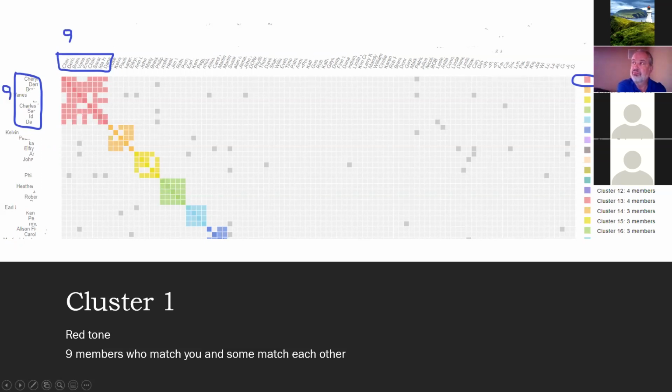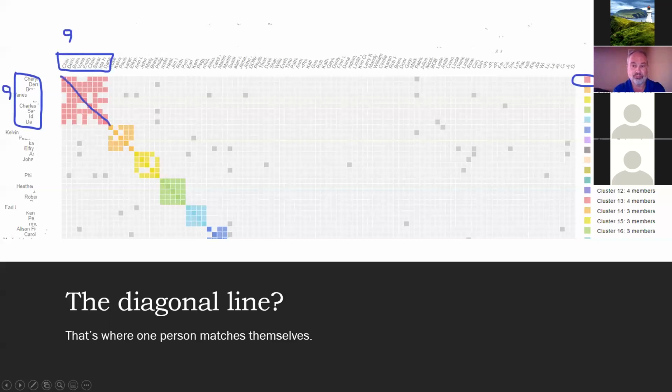And the color coding key is over here on the right-hand side. And some people have a lot of clusters, maybe up into the 20s, and other people just have a few. So I'll show you a couple demos about that. But this first group has 9 people in it in cluster number 1. Remember that diagonal line? That's where each person matches themselves.